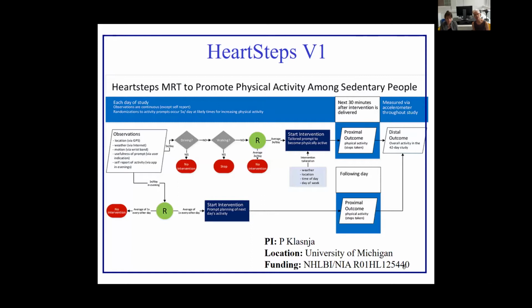These are not settings where there's no delayed effects or no carryover effects in any sense of the word. That's not something that's going on in this particular setting. Okay. Next question. In an MRT, only some of the mobile intervention components are randomized.